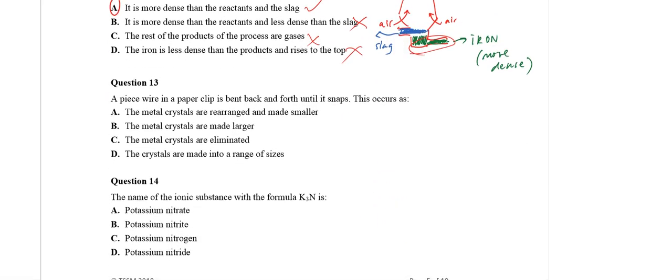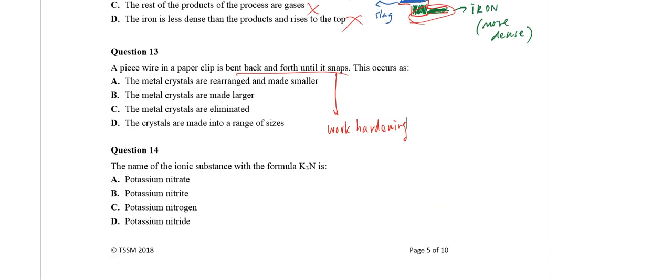All right, question 13. A piece of wire in a paper clip is bent back and forth until it snaps. This is what we call work hardening. So when you're working on a piece of metal and then twisting it back and forth or you're hammering it, that's work hardening. And what work hardening does is that it hardens the metal by making it more brittle, and it does that by reducing crystal size. So remember, the smaller your crystals, the harder the material, but the more brittle it is.